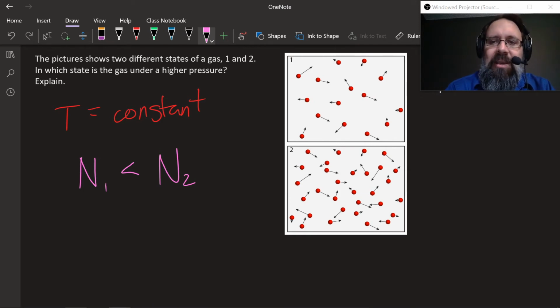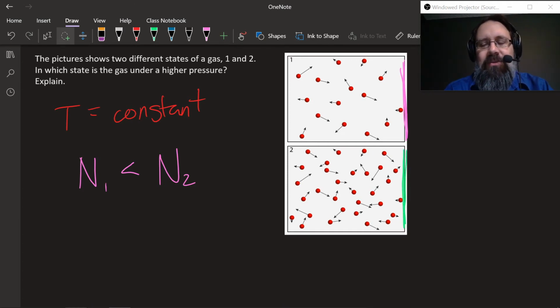We can imagine, if I just looked at this wall and I said, all right, I'm going to track how many collisions there are. You could sit there and be like bump, bump, bump, bump, bump. But if we looked at the second container and I detected how many collisions there were, it'd be like bump, bump, bump, bump, bump, bump, bump, bump, bump. So there are many more collisions per second. When there's a greater number of particles, you have more collisions per second.